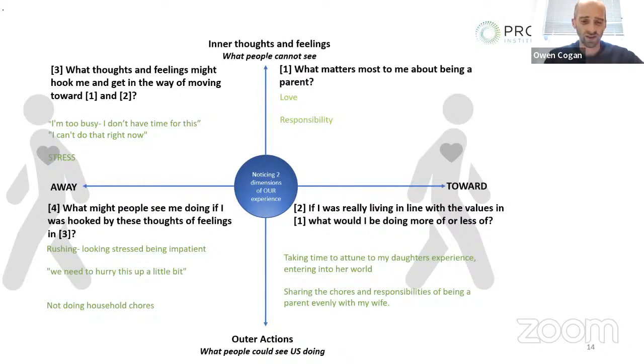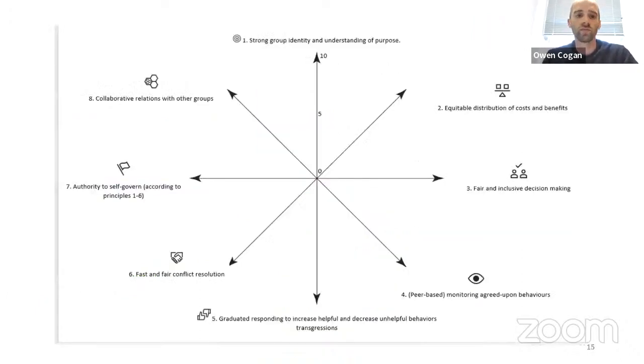So I find myself saying that a lot to my daughter. We need to hurry this up a little bit. We've got to get over here. We've got to get to this place. We've got to do this. Or I might be not doing household chores. So this is a way of me looking at my experience, thinking about some of the difficult thoughts and feelings that might come up, and thinking about how I could work alongside them to get to the bottom right stuff.